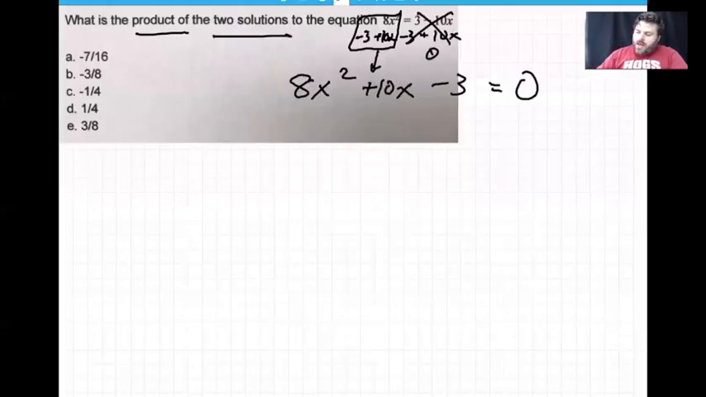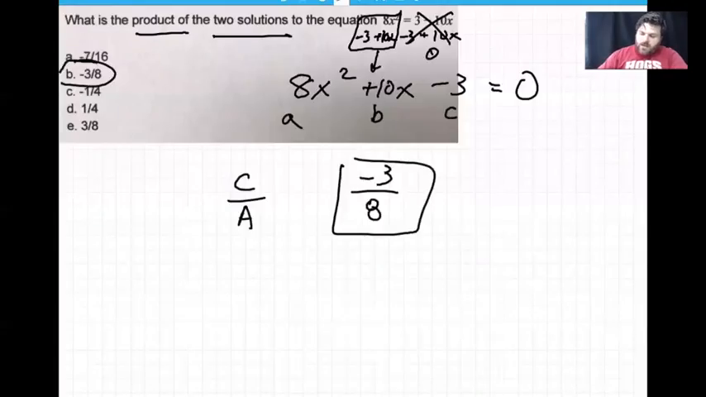So now I know what A is, I know what B is, and I know what C is. A is 8, B is 10, and C is negative 3. The product of roots is C over A. So negative 3 over 8. That's it. It's B. That's easy, right? Get it all over to one side so you can use A, B, and C, then use the product of roots.